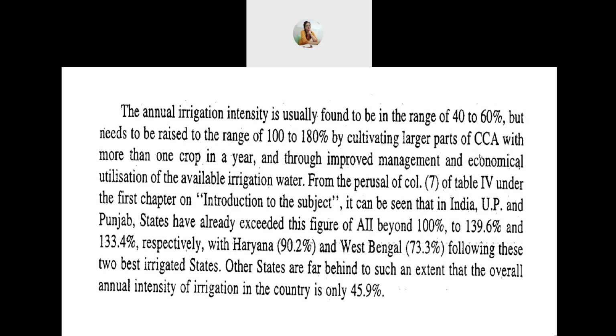Following these two best irrigated states, other states are far behind to such an extent that the overall annual intensity of irrigation in the country is only 45.9%. So there is Table number 4 from the book from where I have taken this note. In that table, it is seen that Uttar Pradesh and Punjab have exceeded the figures of AII beyond 100%.